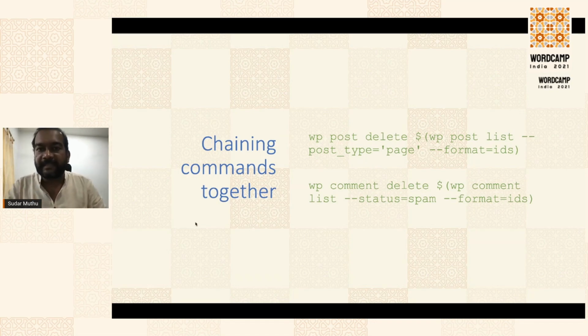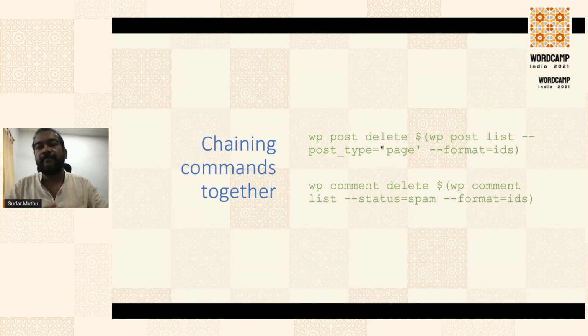Okay, so let's quickly check what is happening here, right? So let's say I want to delete all the pages. Now, when we saw the wp post delete command, we have to give the ID of the post that needs to be deleted.